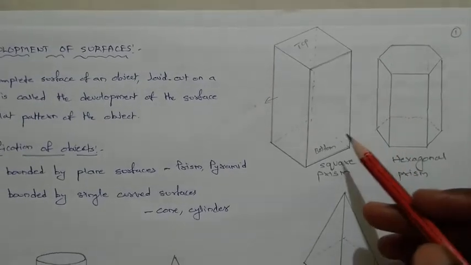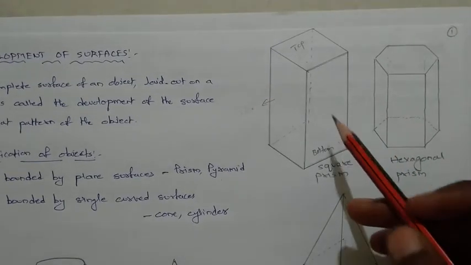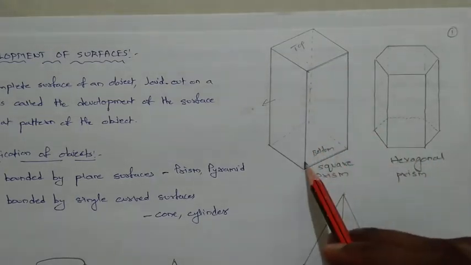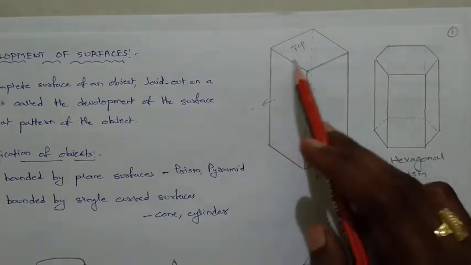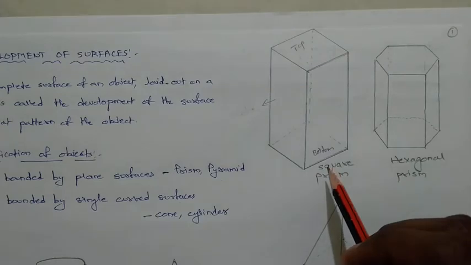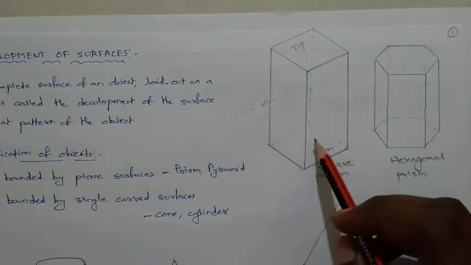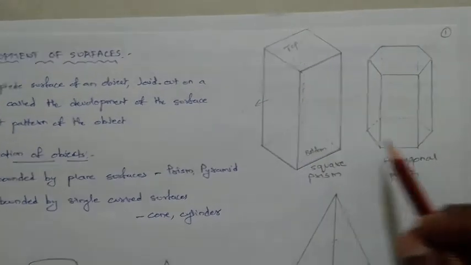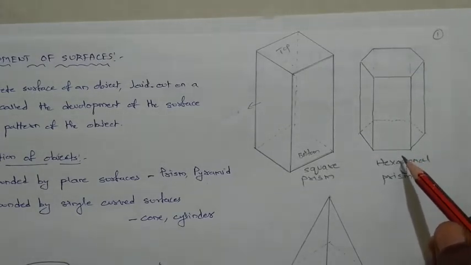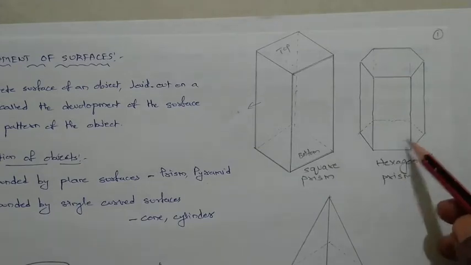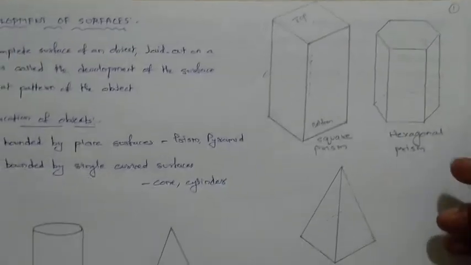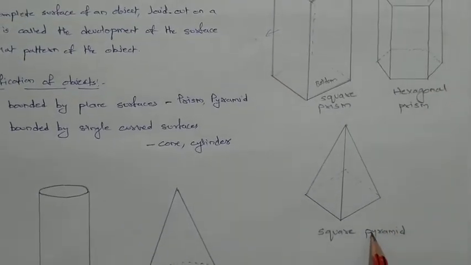If you see the prism, this is the top and this is the bottom, and this is 1, 2, and back side 3 and this side 4. We have 4 rectangular surfaces. As the square has 4 sides, we will have 4 rectangular surfaces. And the next example is a hexagonal prism, again having top and bottom and 6 rectangular surfaces. And this is a pyramid, right?